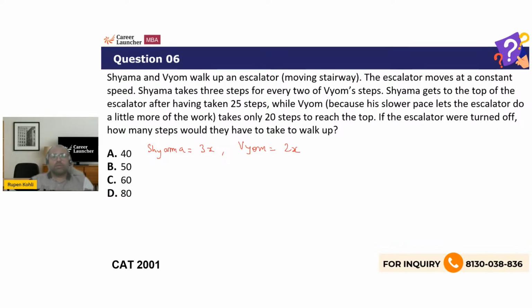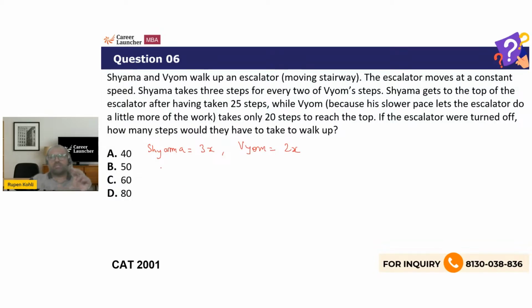Shyama gets to the top of the escalator after having taken 25 steps, right. While Vyom, because his slower pace lets the escalator do a little more of the work, takes only 20 steps to reach the top. Okay. So basically, both of them are covering the escalator; because the first person is faster, he will cover more steps. The second person will take fewer steps, 25 and 20. If the escalator were turned off, how many steps would they have to take to walk up? Simply, he is asking for the number of steps of the escalator, right? That if the escalator is standing still, how many steps would you have to climb, as many steps of the escalator as are visible, right.